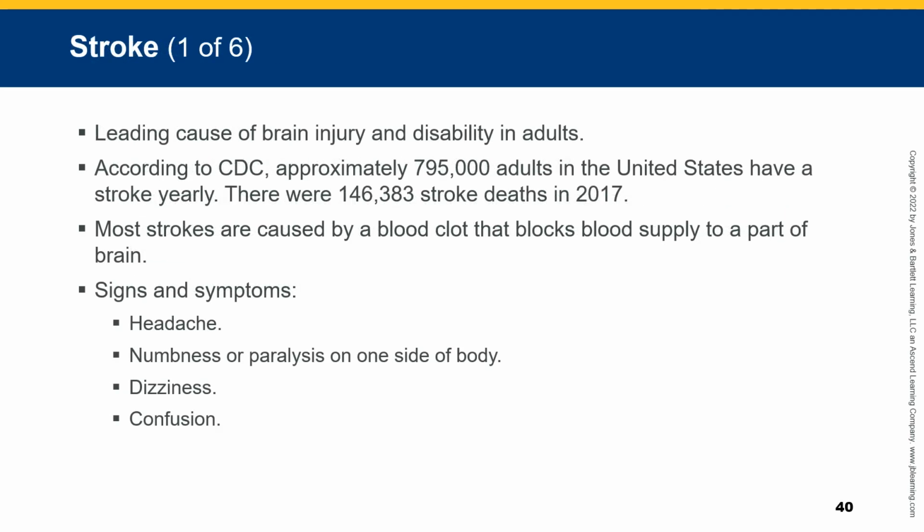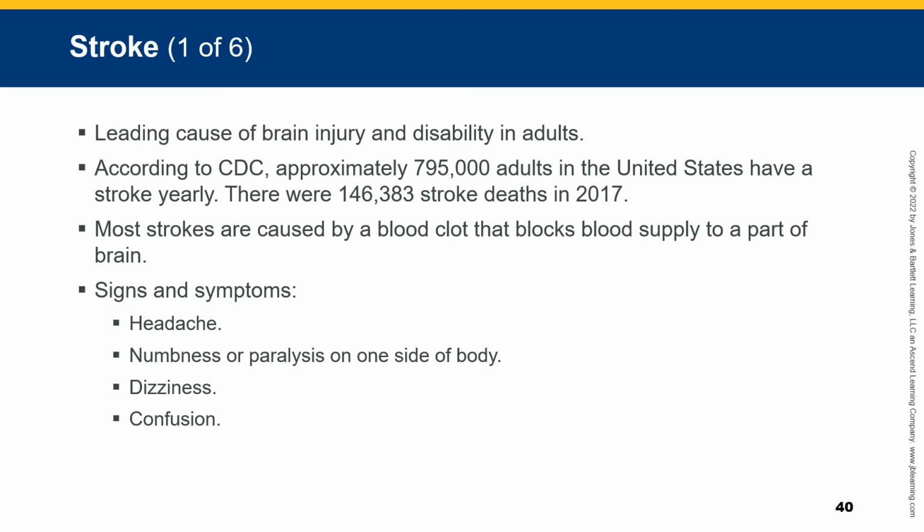Now we're going to move on to stroke. Strokes are a leading cause of brain injury and disability in adults. The CDC says approximately 795,000 adult stroke patients a year and 146,383 stroke deaths occurred in 2017. Most strokes occur when a blood clot blocks blood supply to a part of the brain, but it can also occur because of a blood vessel rupturing in the brain.